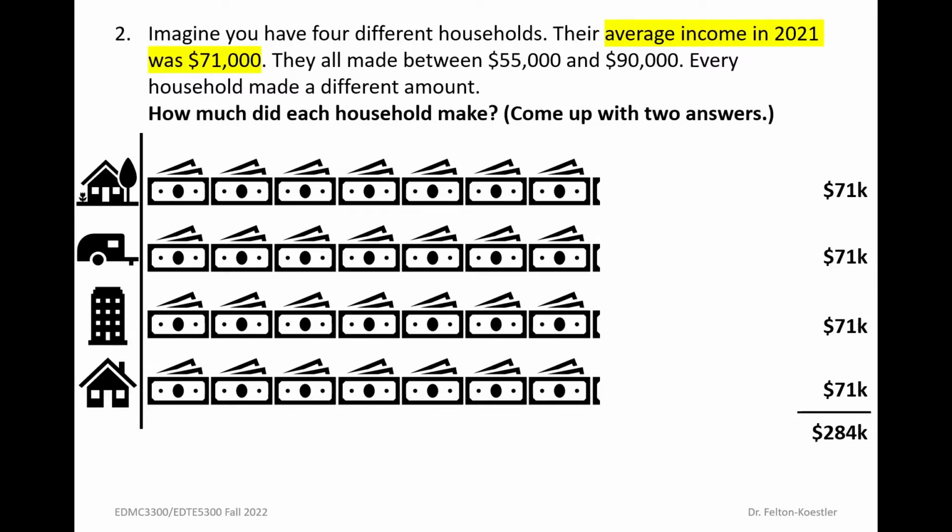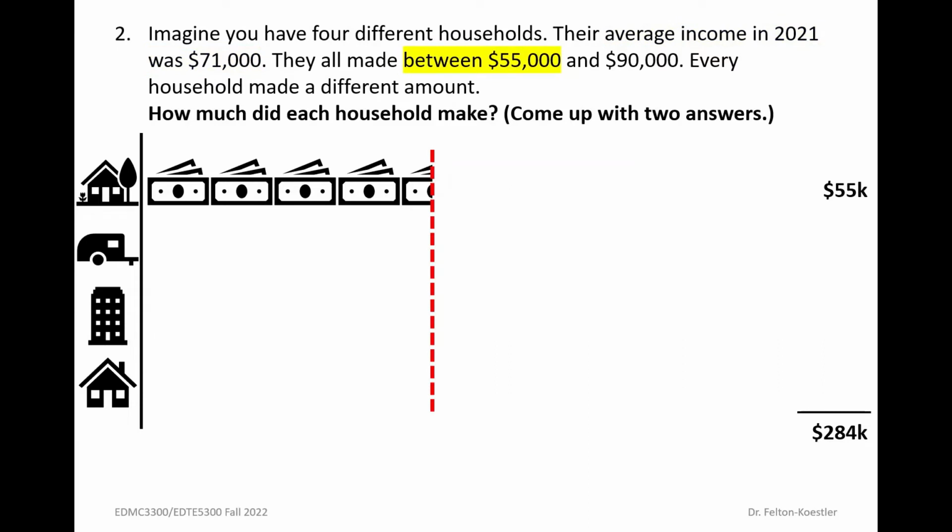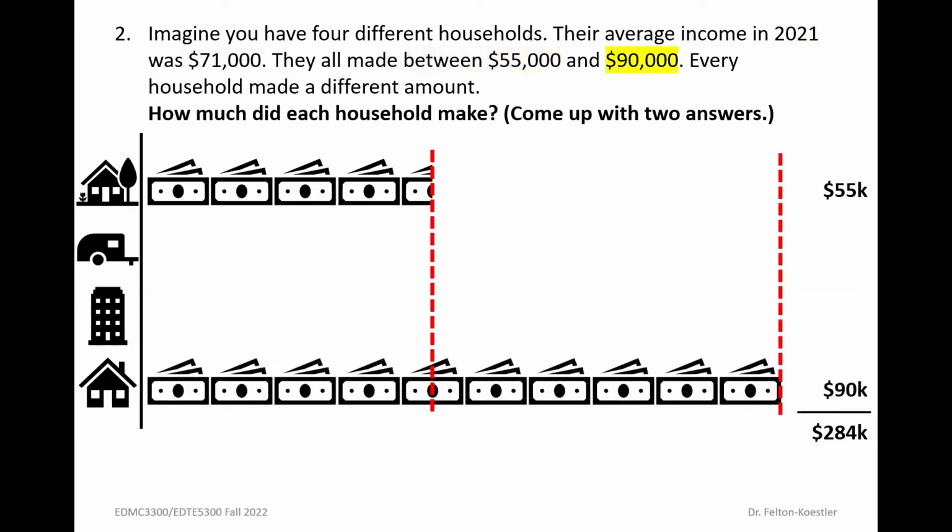Now we want to keep in mind that they make between $55,000, so no one should make less than this red line, and $90,000, so no one should make more than that red line. And that's one strategy I'm going to use. I will just start with someone at 55 and someone at 90 and see how much money I have left to give out. That leaves me with $139,000 for the other 2 households.